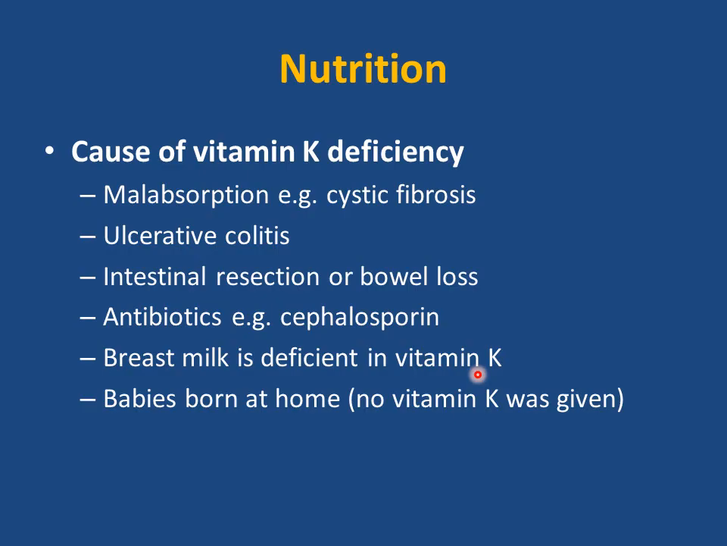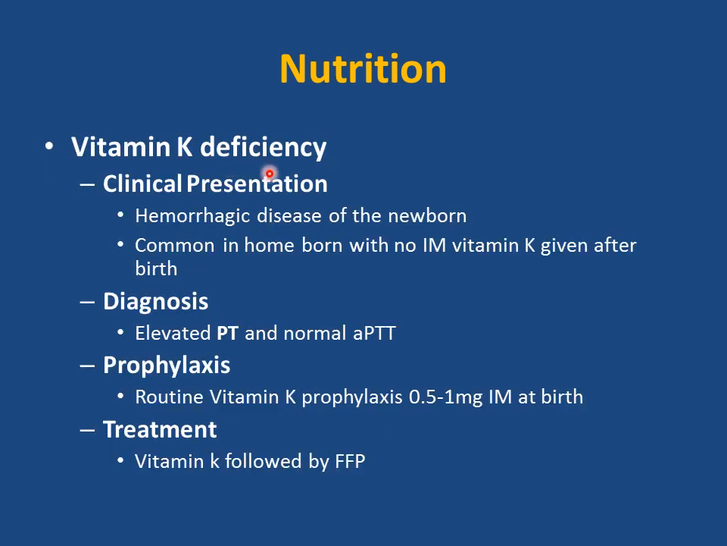All vitamin K dependent factors are low in the first 2 to 3 days after birth. That's why it is routine to give vitamin K after birth, 1 milligram intramuscular. Babies born at home are at risk because they do not receive vitamin K. Vitamin K deficiency, the classic presentation is hemorrhagic disease of the newborn, common in home births with no IM vitamin K given after birth.